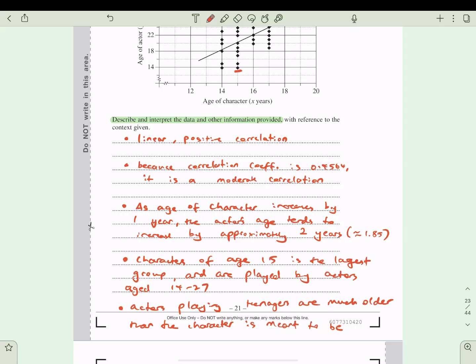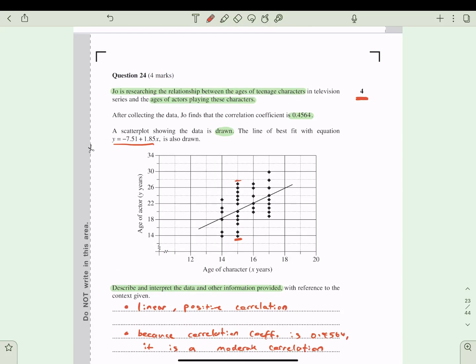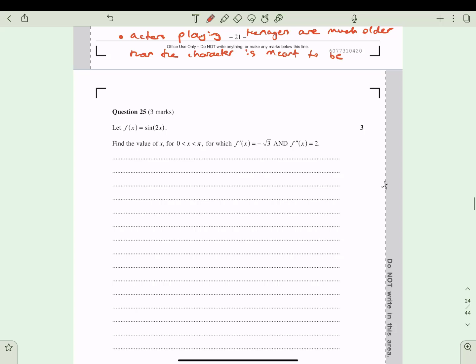Okay? And hopefully with 5 points, or 5 major points, where we've referenced all the detail they've given us, that is sufficient to get 4 out of 4. So for this question, we have to remember to include as much detail and as many points as we can. That's to maximize our marks.